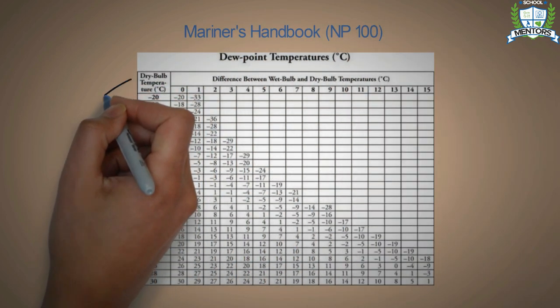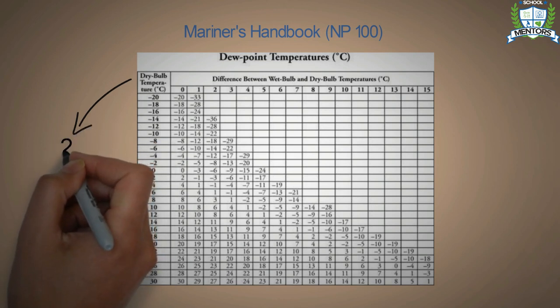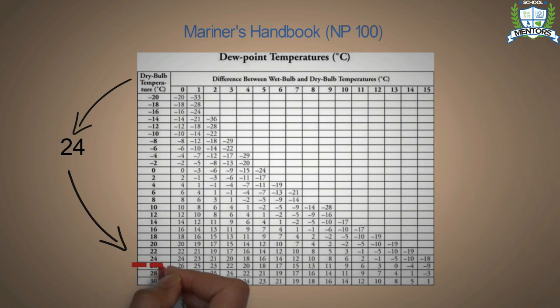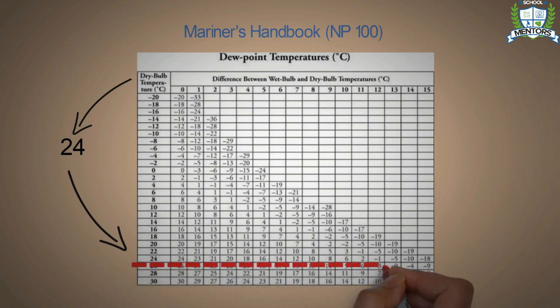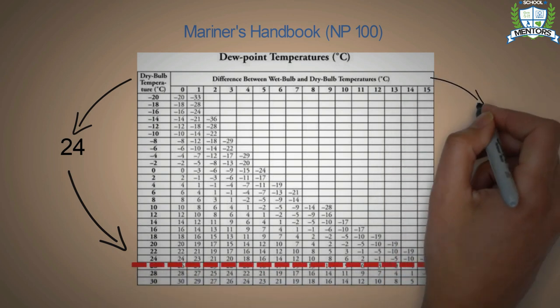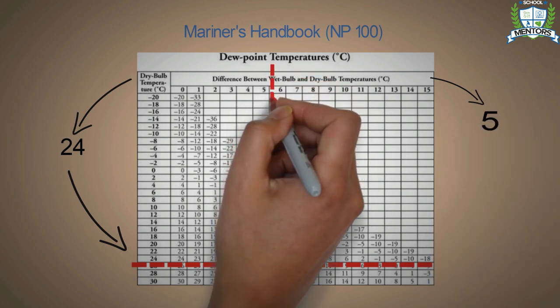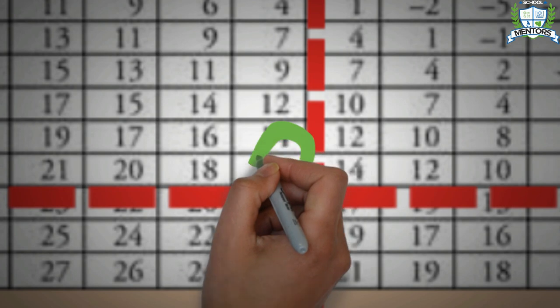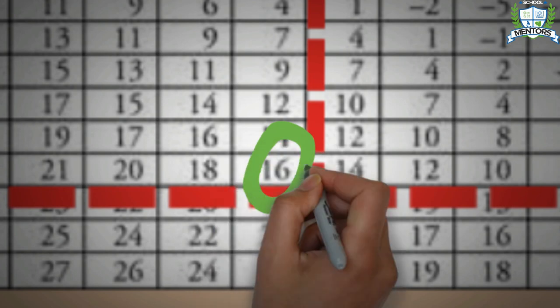So the dry bulb temperature was 24 degrees centigrade. Taking it on the y-axis, we go down and we mark the 24 degrees centigrade. The depression of the wet bulb was 5 degrees centigrade, so the y-axis go down, and the intersection of these two will be 16 degrees, which is your dew point temperature for that observation. Now, how do we predict fog using all this data?